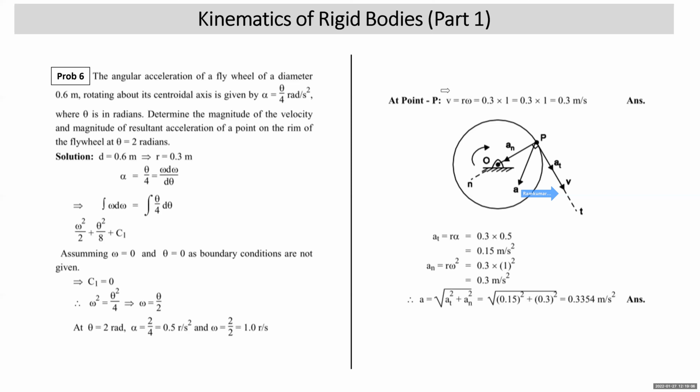Now students, first we calculate the velocity of the point P. V is equal to R omega, R is 0.3, omega is 1, so 0.3 meter per second. AT is R alpha, R is 0.3, alpha is 0.5, so 0.15 meter per second square. AN is R omega square, R is 0.3, omega is 1, so 0.3 meter per second square. Now we want to find the total acceleration. Total acceleration is the square root of AN square plus AT square, right? Substitute the values, AT is 0.15, AN is 0.3, and find the resultant acceleration.